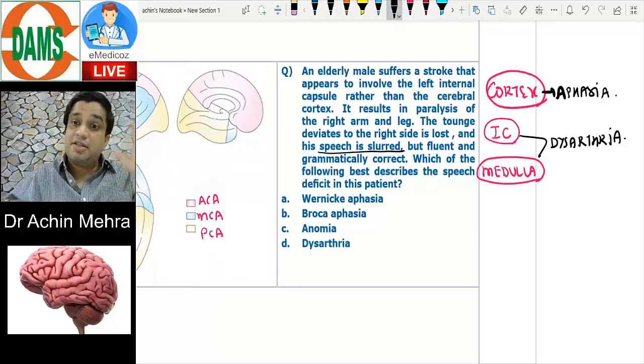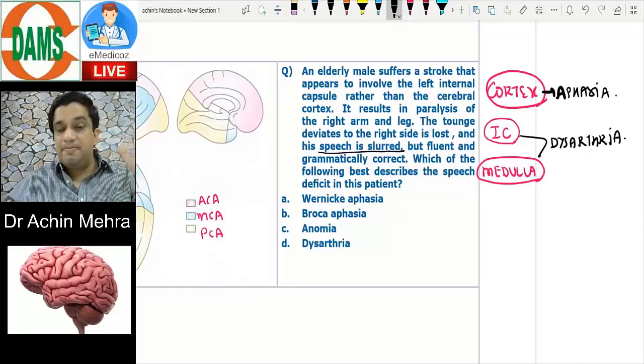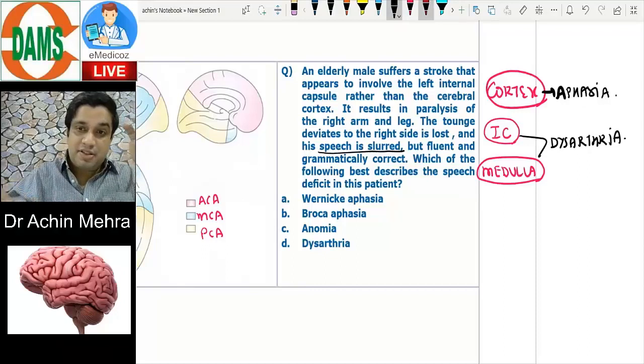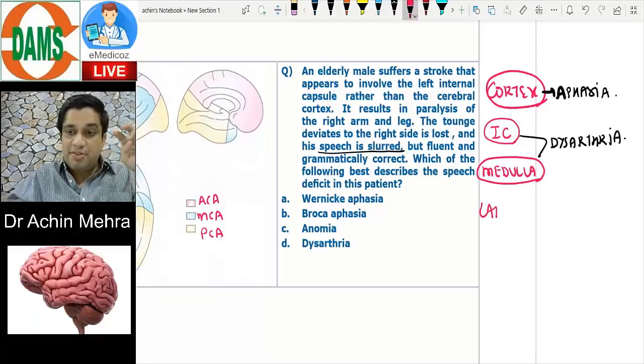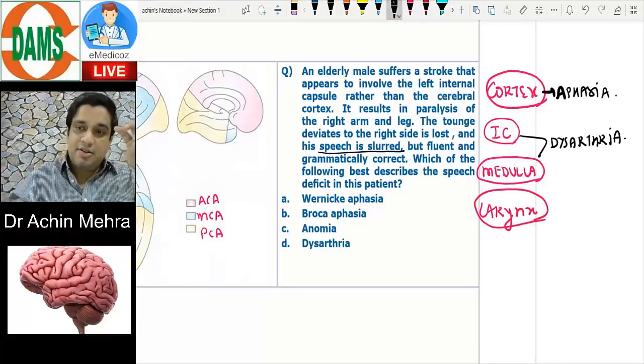That means the Broca's area is perfectly normal. And above all, the person has suffered a stroke with no lesion in the cortex. So don't brand him as a case of aphasia. Okay. And if at all you know this, if there is a lesion somewhere below in the voice apparatus, that is the larynx of the patient, what do we get? Dysphonia.